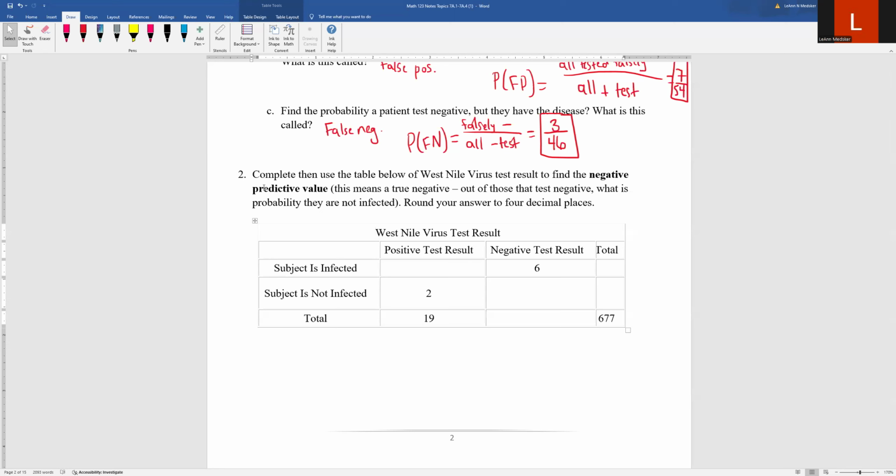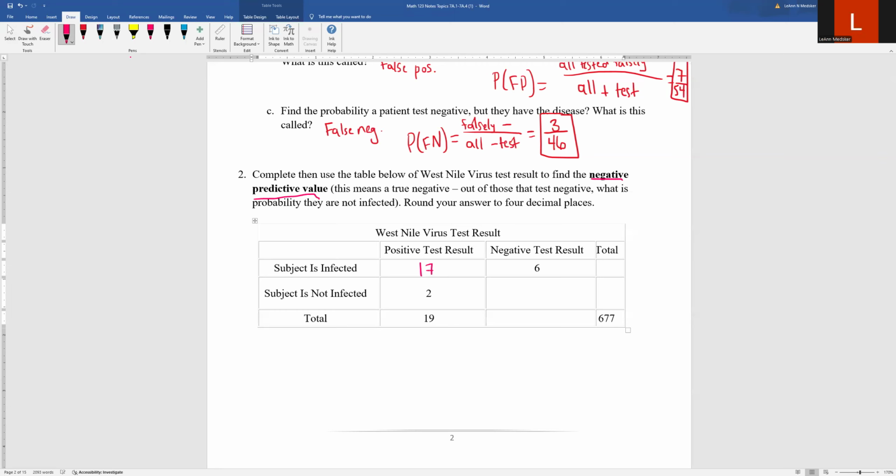You can talk about the negative predictive value. So how many times is it correctly reporting negative test values? Or is it the positive predictive value? So how many times is it reporting the positive result correctly? Both of these are also still conditional probabilities. So this one's the negative predictive value. So this is for West Nile virus test. This means a true negative out of just the negative test. Okay, so we need to fill in our chart.